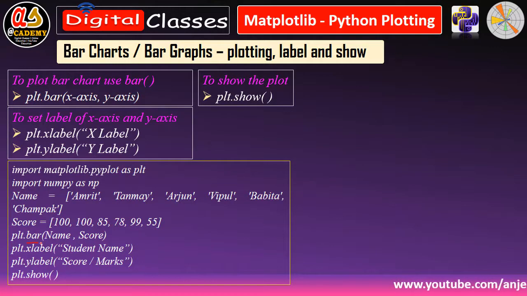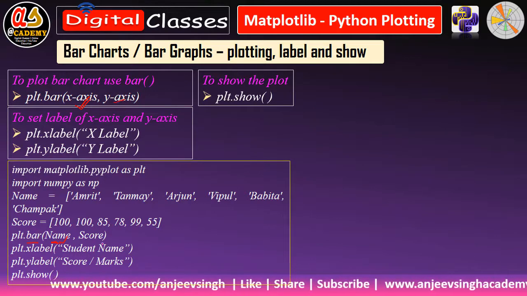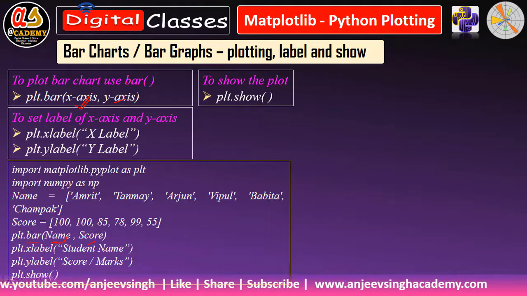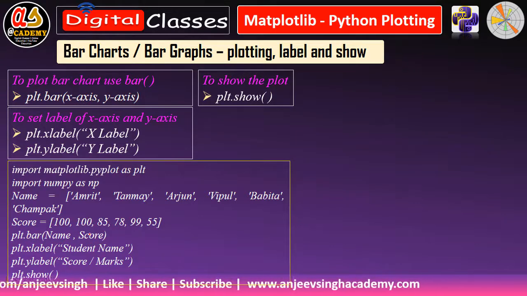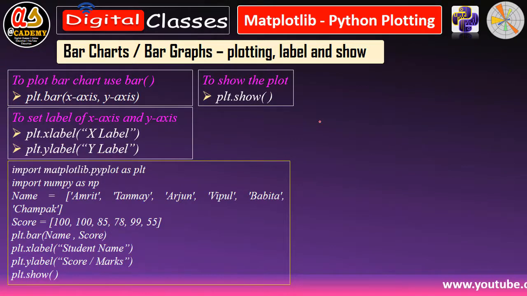Whenever you are going to call this bar method, you have to write plt.bar, and first we have to provide the x-axis value here. So this is my x-axis value, and second you have to provide the y-axis. So be careful about the y-axis. Always give the y-axis as a numerical value if you want to draw a vertical bar graph. Next, I am going to label the x and y-axis.